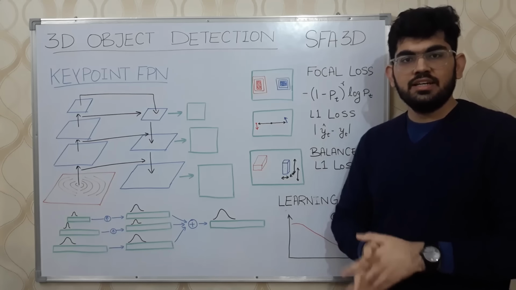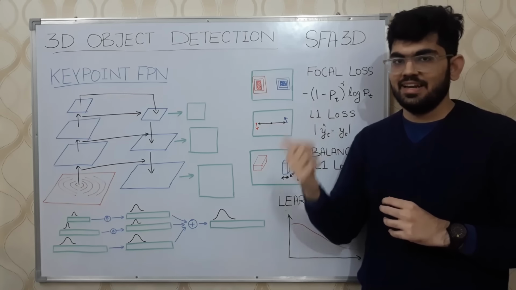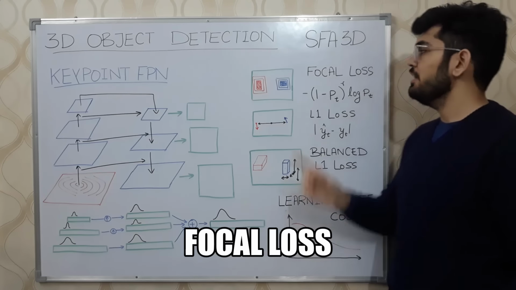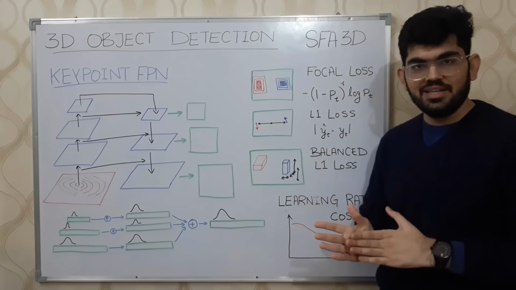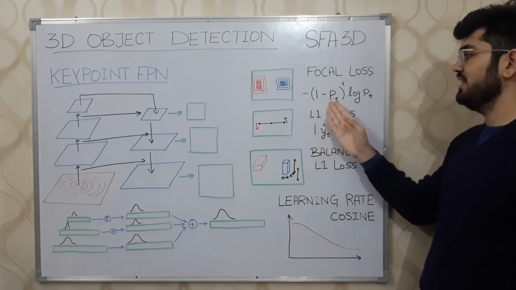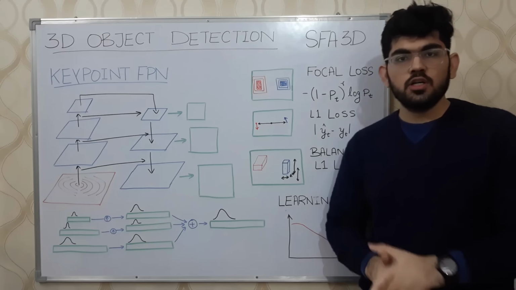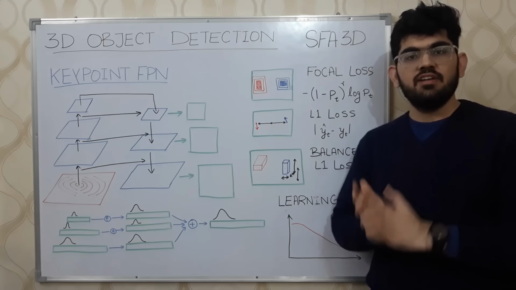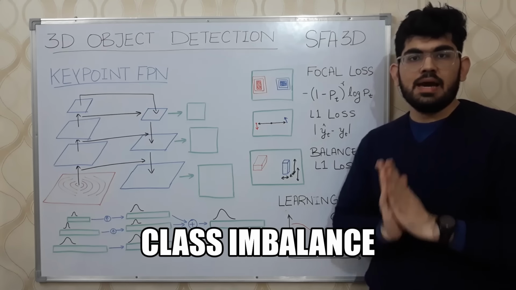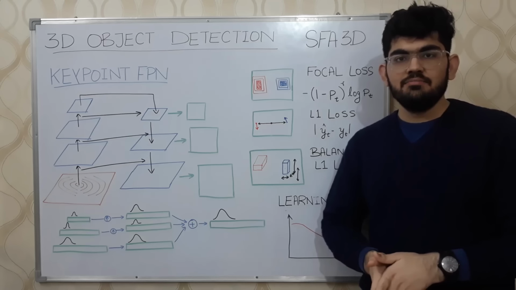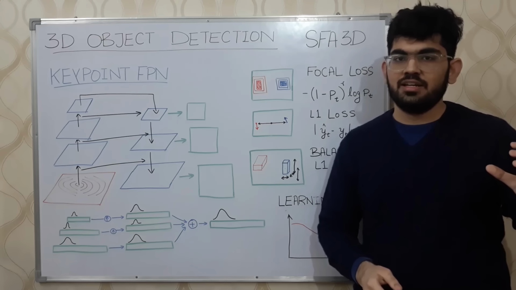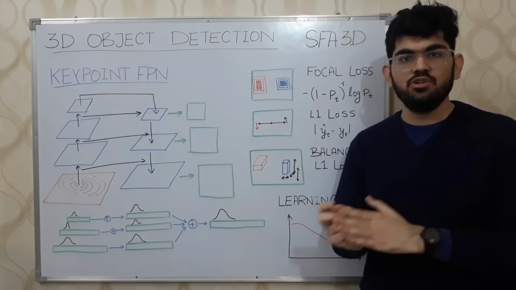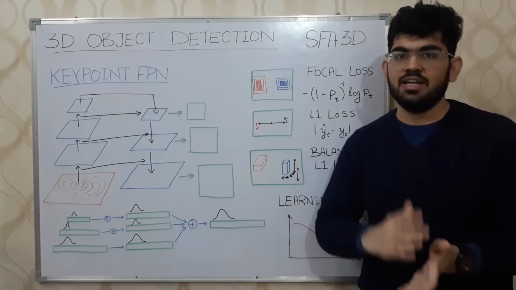In order to encourage the network to learn the right classes, we use what is called a focal loss. The mathematical expression of the focal loss is something like this. Focal loss is usually used when there exists a class imbalance in the data. Class imbalance usually occurs when there is a small amount of data for a particular class and a very high amount of data for another particular class.